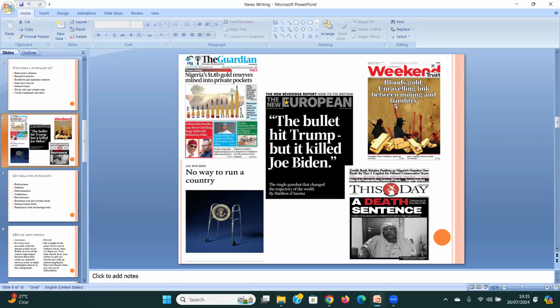Closely related to it is the lead story from Guardian here: "Nigeria's $1.8 billion gold reserve mined into private pockets." So these are how news media can set an agenda. You have information, you have news that has been verified, but you can set an agenda to make government respond.